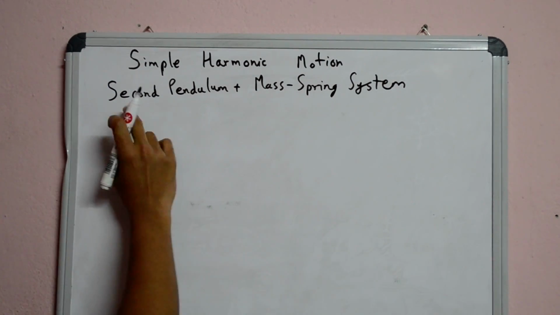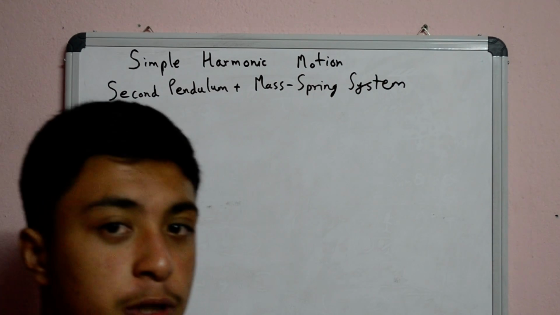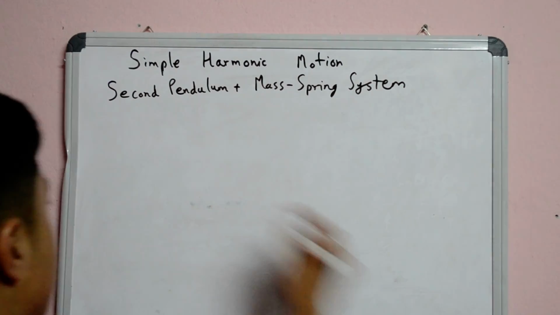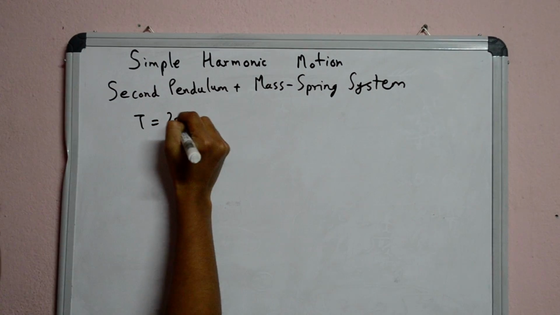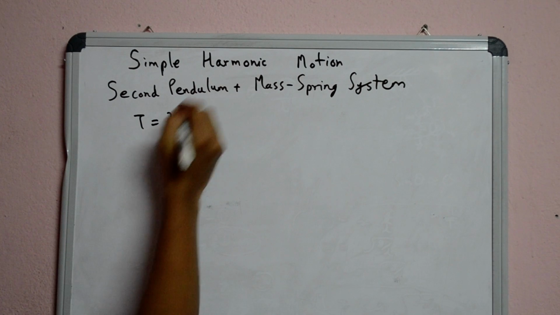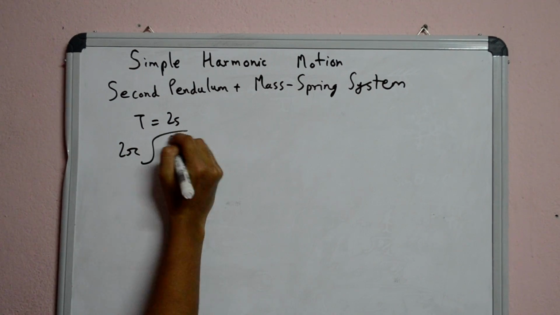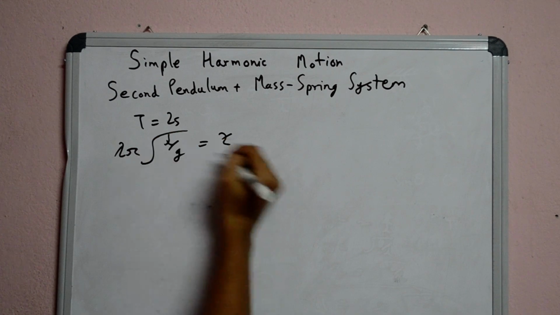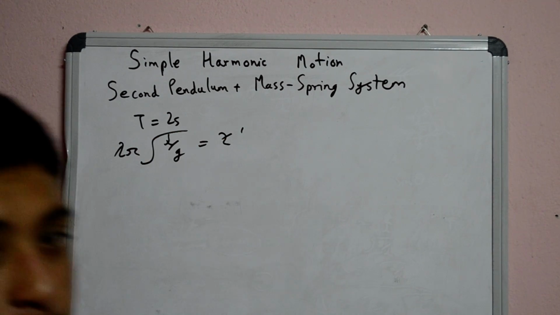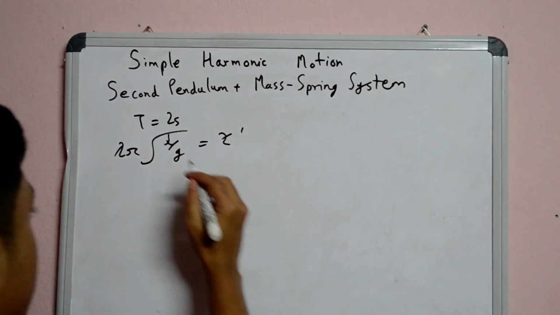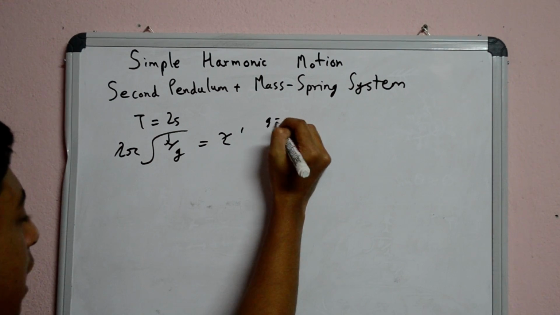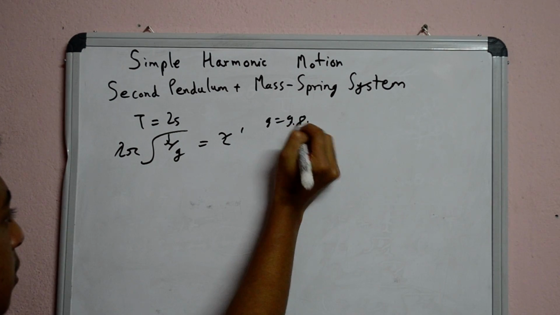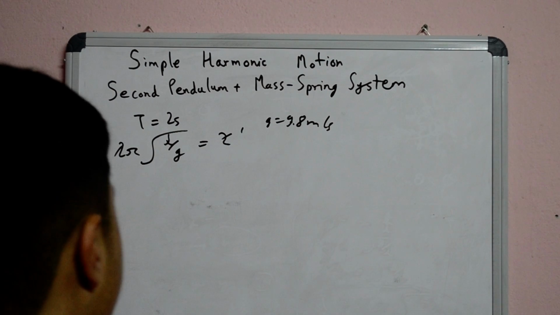So first of all, with second pendulum, it is the simple pendulum in which the time period is equal to 2 seconds. Now the time period of a pendulum is 2 pi root L by G, which is equal to 2. So these two cancel, giving us 1 here, and basically we have to find the length because we can assume gravity to be 9.8 meter per second squared at sea level.